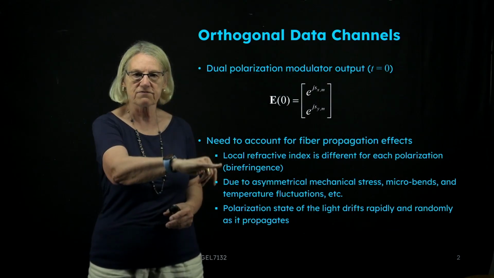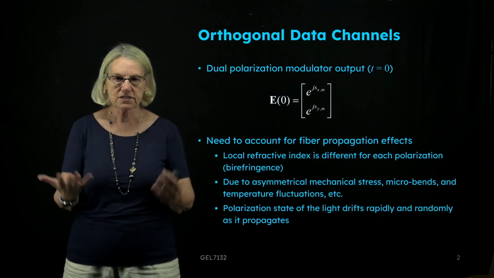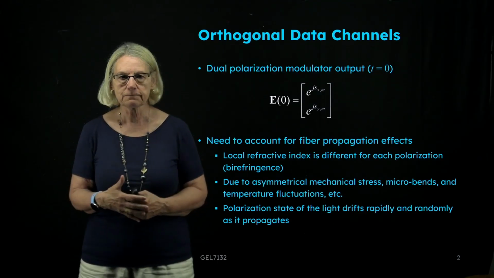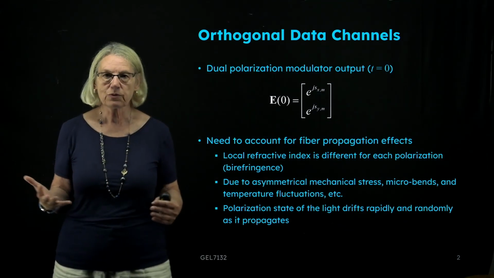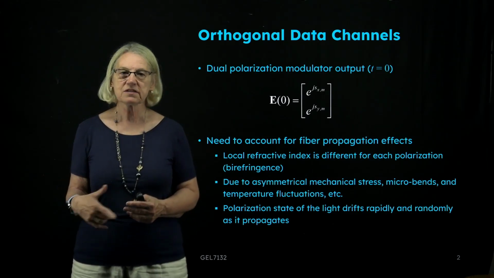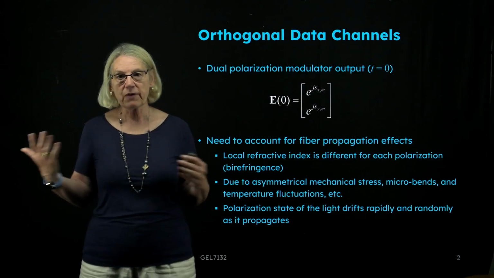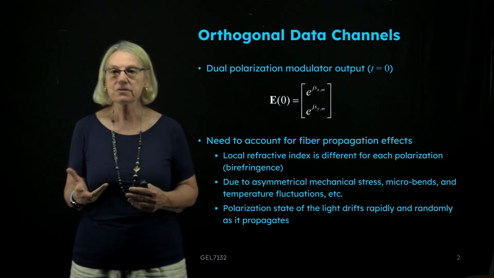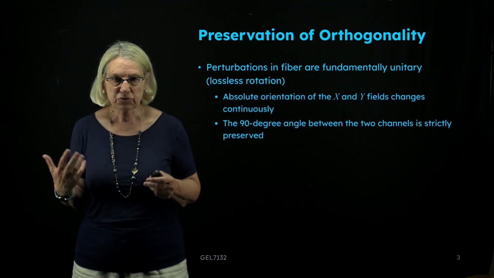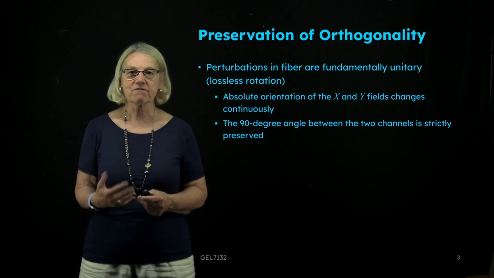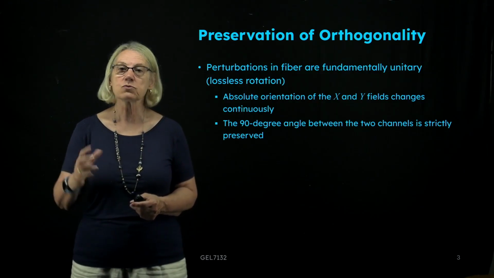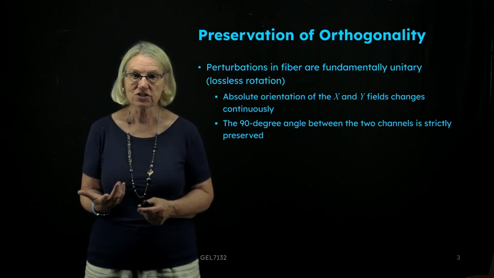All of these lead to this effect of birefringence, which causes these two different polarizations to look at a slightly different channel. And the net effect, when we look at what's happening with our data signal, is that the polarization state of the light drifts rapidly, perhaps very rapidly, depends on the situation, and randomly as it propagates. So the important thing to realize is that these perturbations in the fiber are fundamentally unitary. What I mean by unitary is that they don't induce loss. What they induce is a rotation on the polarization state.